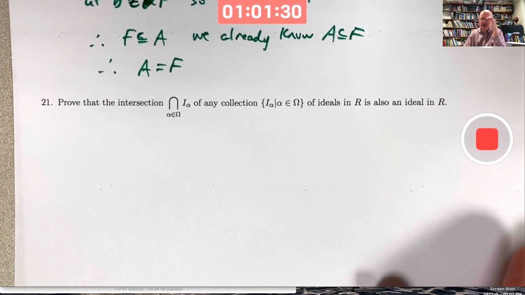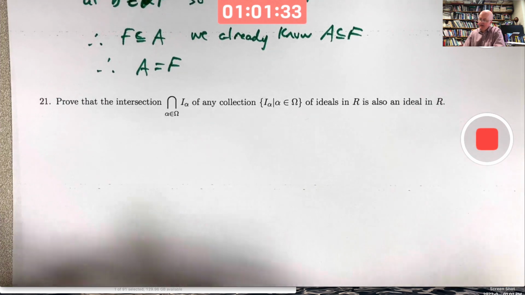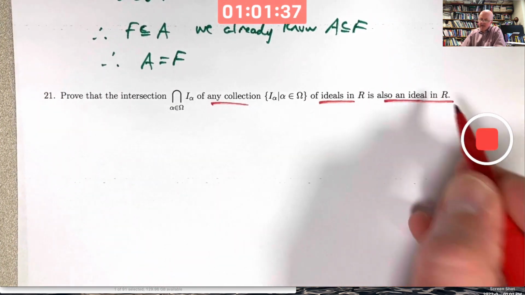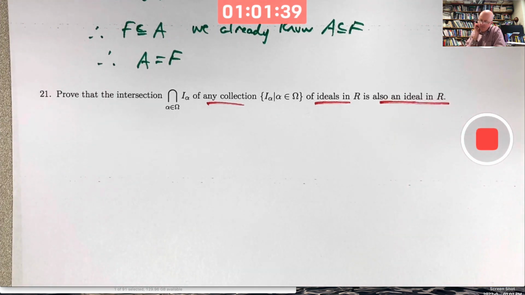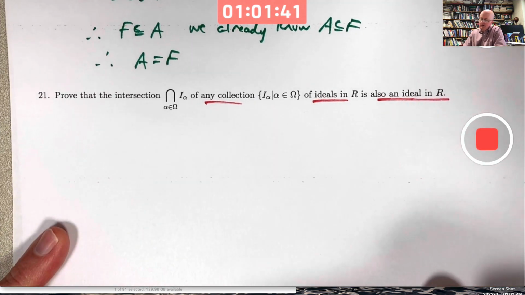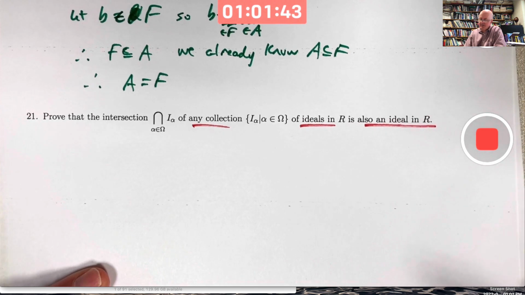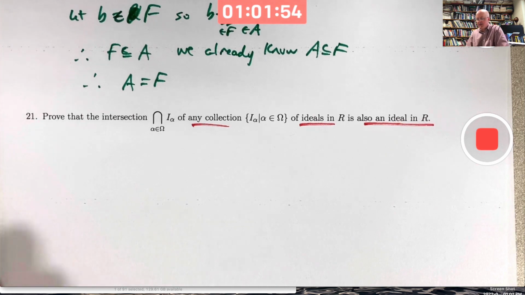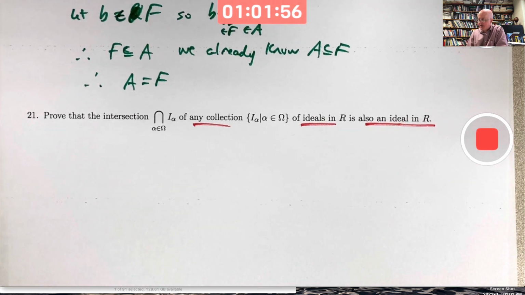21. Prove that the intersection of I sub alpha of any collection of ideals in R is also an ideal in R. We need to use the ideal test, which is essentially equivalent to the definition, except with closure with respect to subtraction, you are also proving it's a subring to begin with. It's not that much different from the definition of an ideal.